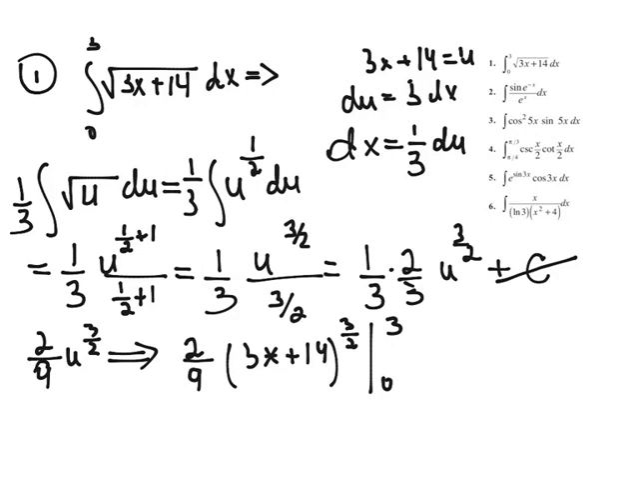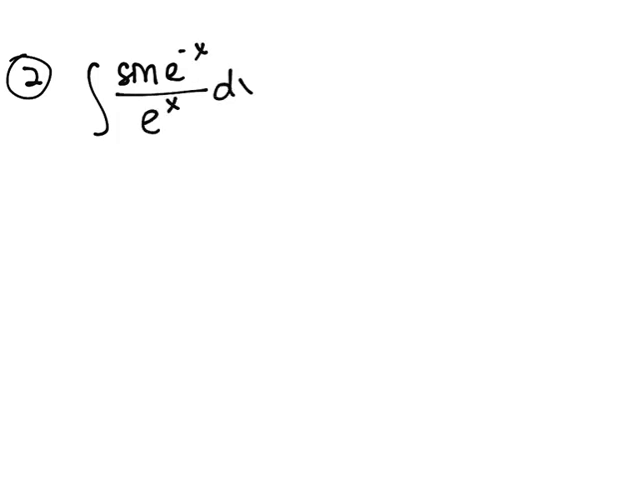Now we're going to do the second problem, which is the integral of sine of e to the negative x over e to the x dx. So when I look at this integral, I notice I have e to the negative x on the top as a part of sine, and on the bottom I have just e to the positive x.